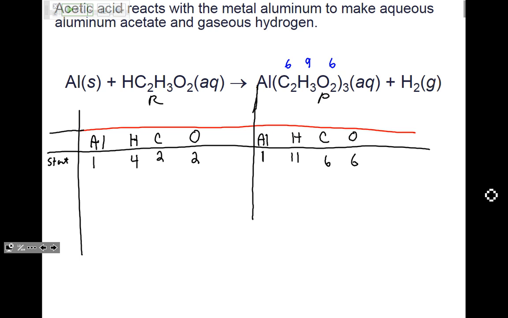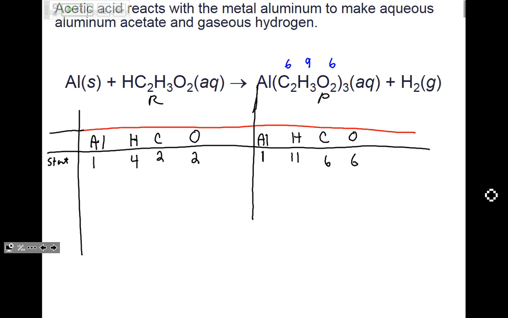We have the same amount of aluminums. Aluminum by itself is easiest to finish with because if I change the coefficient in front of aluminum, it doesn't change anything. So let's save that one for last if we need to balance aluminum. It's by itself. And again, this is one of those cases where the more you practice, the better you'll get at knowing what to start with.